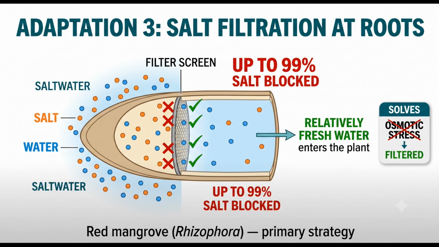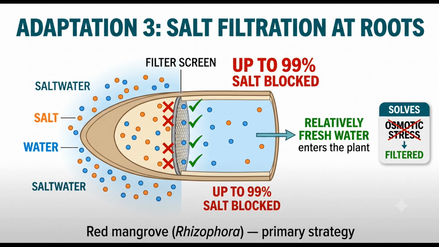Adaptation 3. Salt filtration at the roots. This is the plant's first strategy for dealing with salt. Remember the problem. The plant needs to absorb water, but the water contains salt. Salt filtration works at the root cell membranes. Look at the diagram on screen.